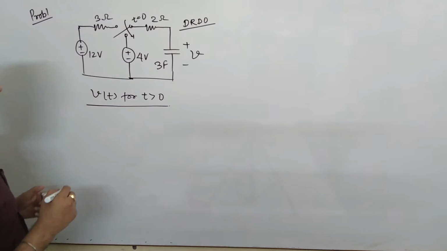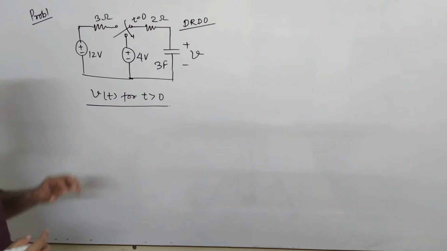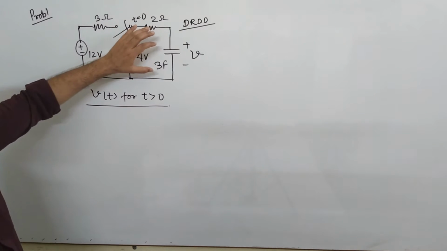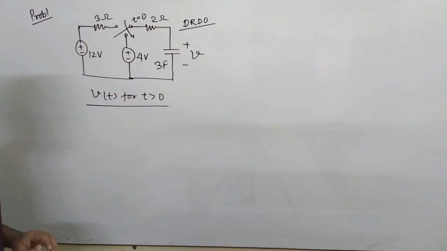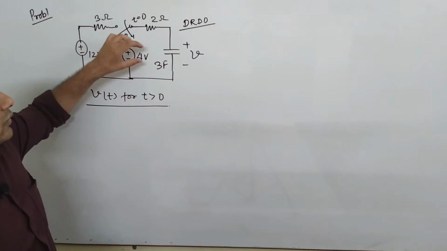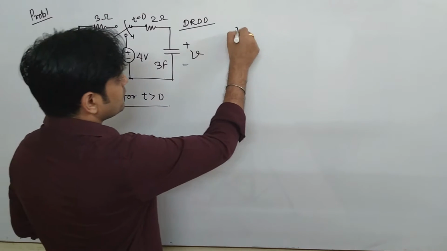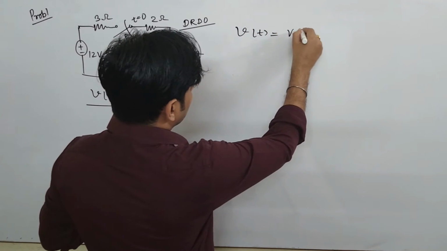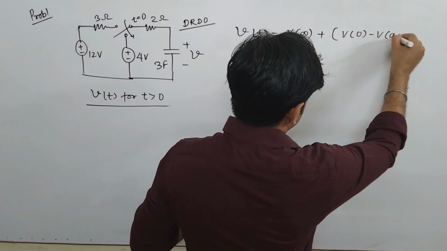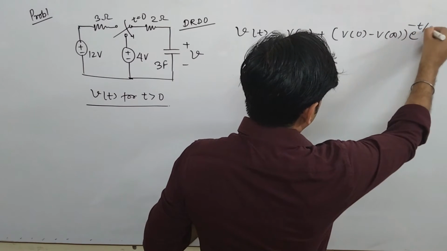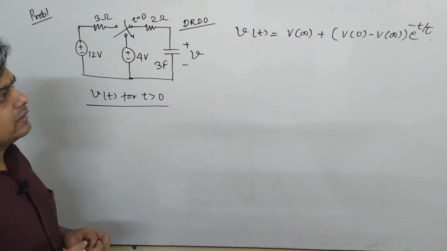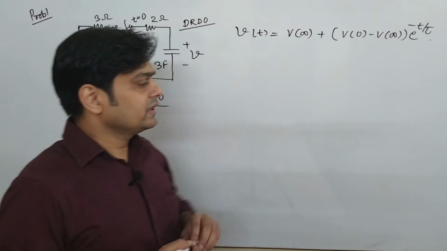As we know, whenever you see the problems of initial condition, just focus on whether a capacitor is there or an inductor is there. When both the capacitor and inductor are there, we will see those problems in later sessions. So if a capacitor is present, you directly write the solution for Vt, that is given by V infinite plus (V0 minus V infinite) e to the power minus t by tau. Yes, you can directly write this equation and simply find the different values and get the answers.